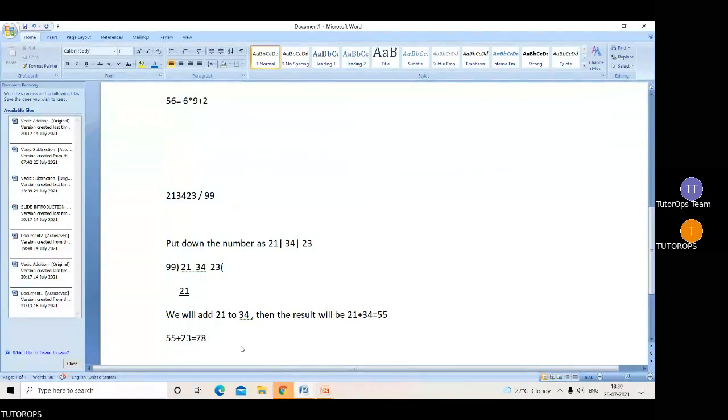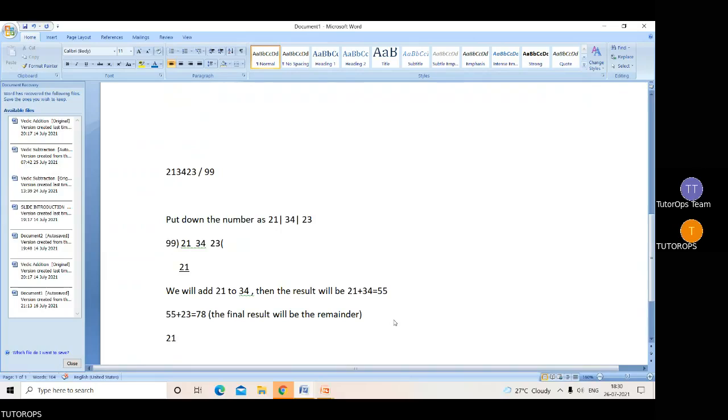So what will be the final result? The final result will be the remainder. And as usual, what will be the quotient? The quotient will be 21, and the next addition, that means the next sum. The next sum was 21 plus 34, that was 55. So here the quotient will be 2155.